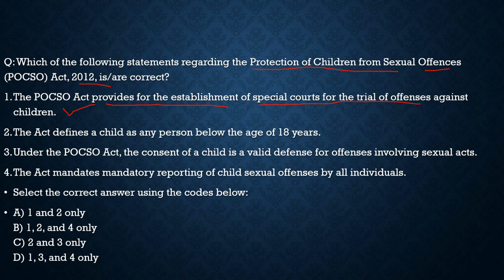Statement 2, it says the act defines a child as any person below the age of 18 years. 100% correct. Nothing wrong with this statement. Statement 3, under the POSCO Act, let's try to understand it. Under the POSCO Act, the consent of a child is a valid defense for offences involving sexual act. No, it is incorrect, because the consent of a child is not valid. So this statement becomes incorrect.